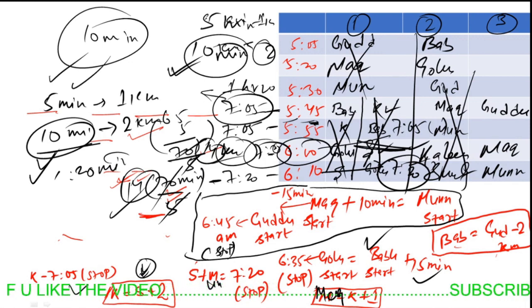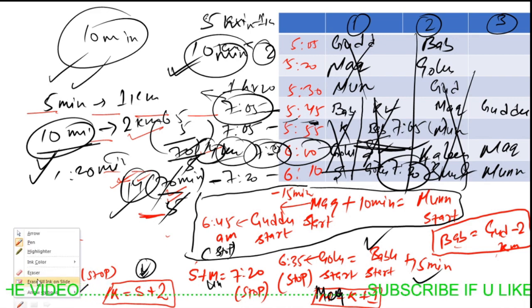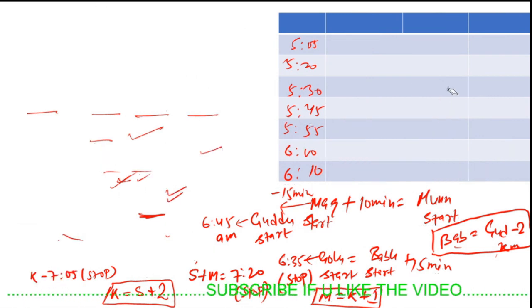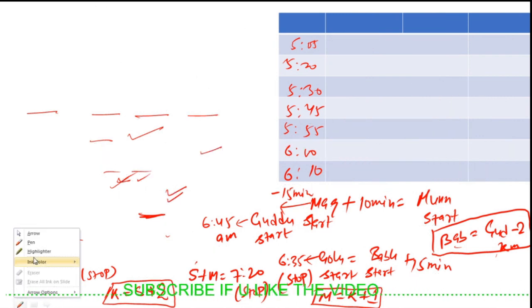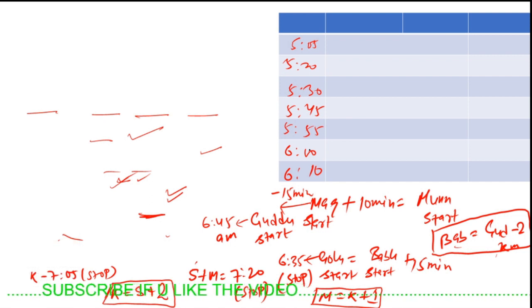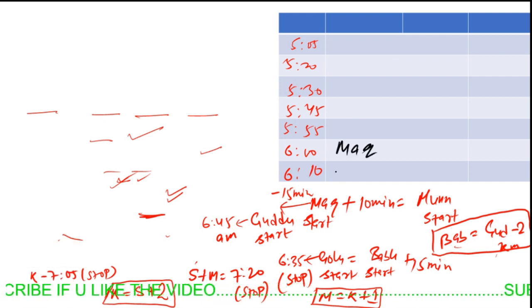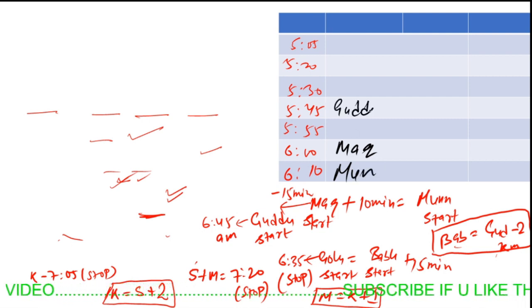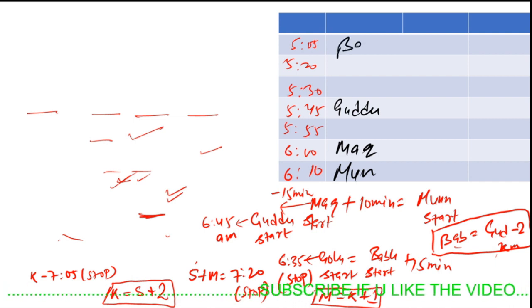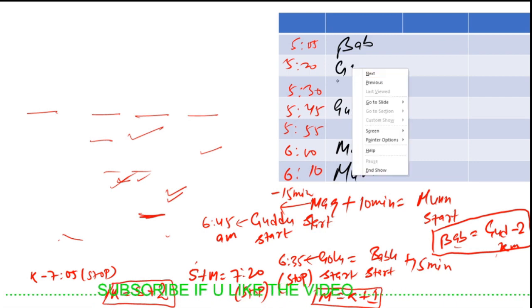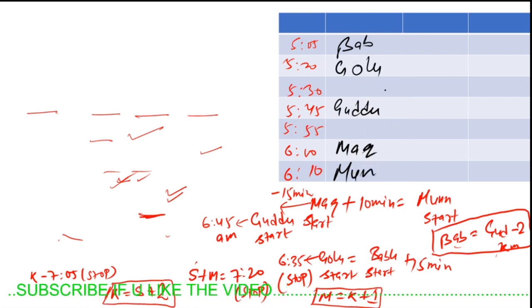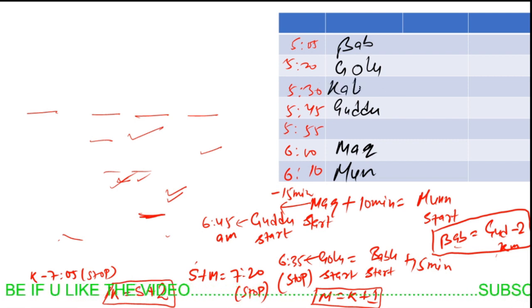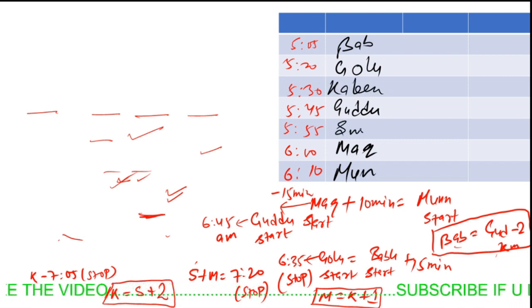Okay, so let's clear everything on the board, and then let's move to our final slide. So what was our final case? Our final case was Maqbool is going at 6, and then Munna was going 10 minutes later, and then 15 minutes earlier than Maqbool, Guddu is going here, and we can put Bablu here, and 15 minutes after Bablu, Golu will be going here. Then these are the 2 slots left. Then Kalin would be going here, and then Sweetie would be going here.